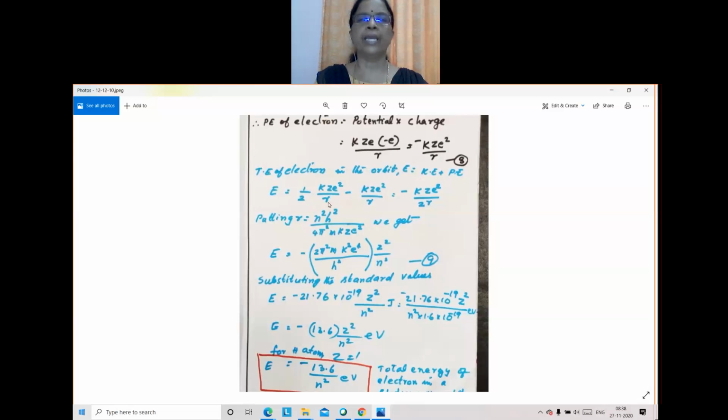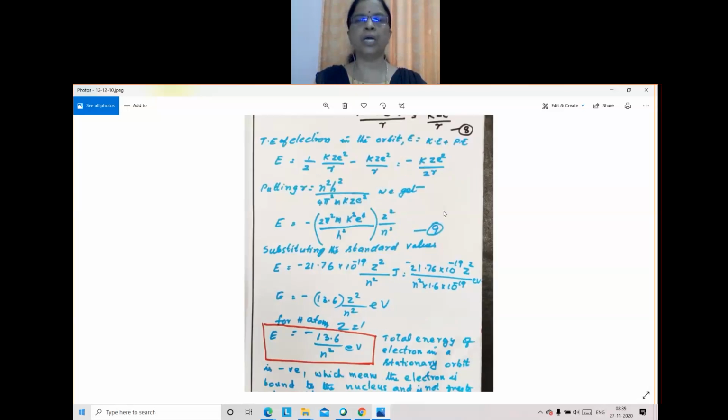So half into k into Ze square by r minus k into Ze square by r. Here this is by 2r and this is by r, so you can take common factor k into Ze square by r, into 1 by 2 minus 1 inside the bracket. What is 1 by 2 minus 1? Minus half. So minus k into Ze square by 2r is the total energy.